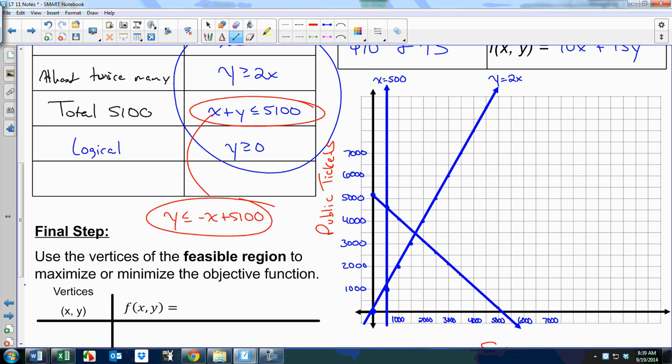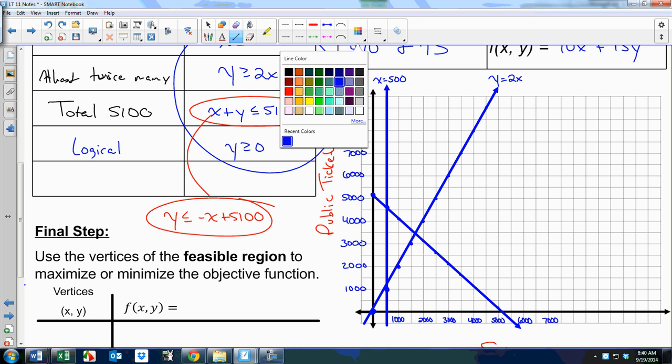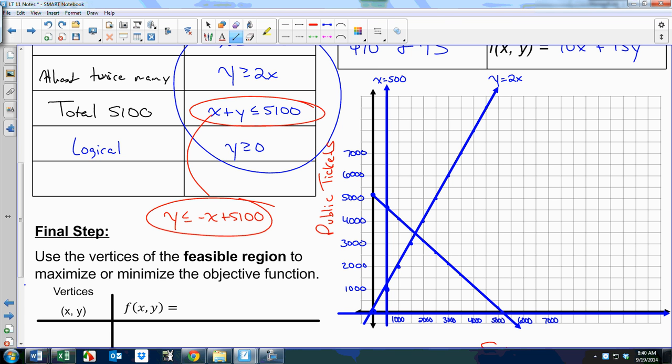Okay. And one more line, y equals 0, aka the x-axis. All right, now the shading comes in. We got a lot of options for shading, so take them one by one. I forgot to label my line, sorry. This is the line x plus y equals 5100, and this is the line y equals 0. I almost forgot to do that.